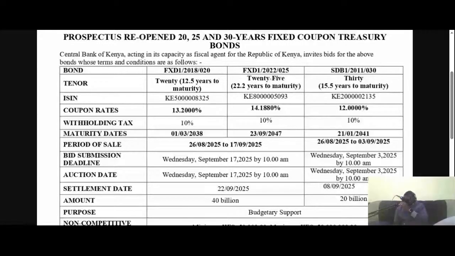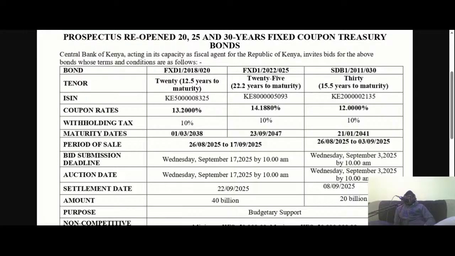Now, withholding tax. We said that this bond is subject to tax, and you can see that the withholding tax is set at 10%. So from the interest that you earn, 10% does not belong to you, but rather it belongs to the government, and you will have to surrender that automatically as taxes. Let's talk about the maturity date. The maturity date of this particular bond is the 1st of March 2038. This is the day that you get your money back from the Central Bank of Kenya.